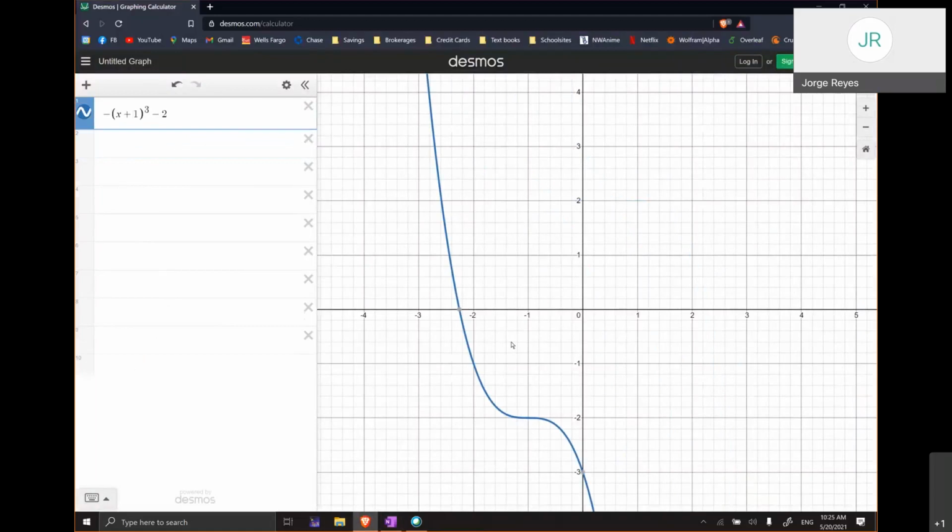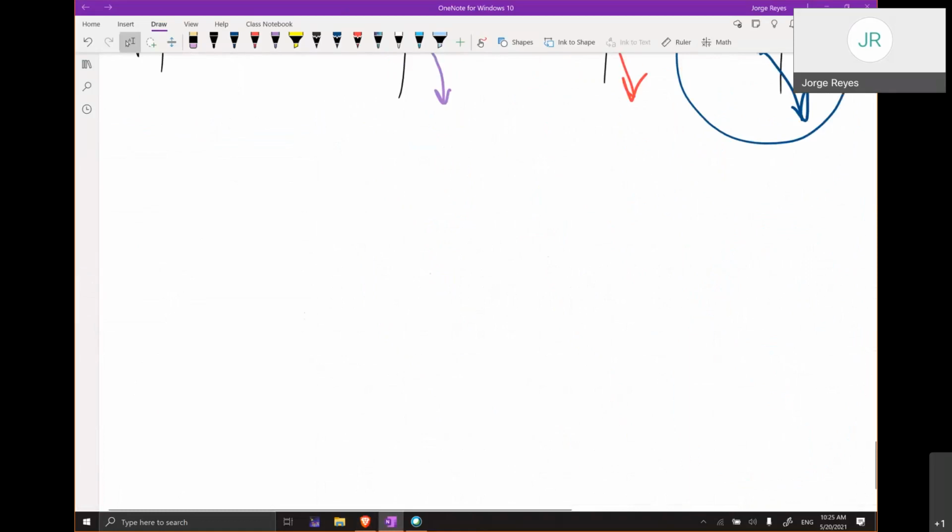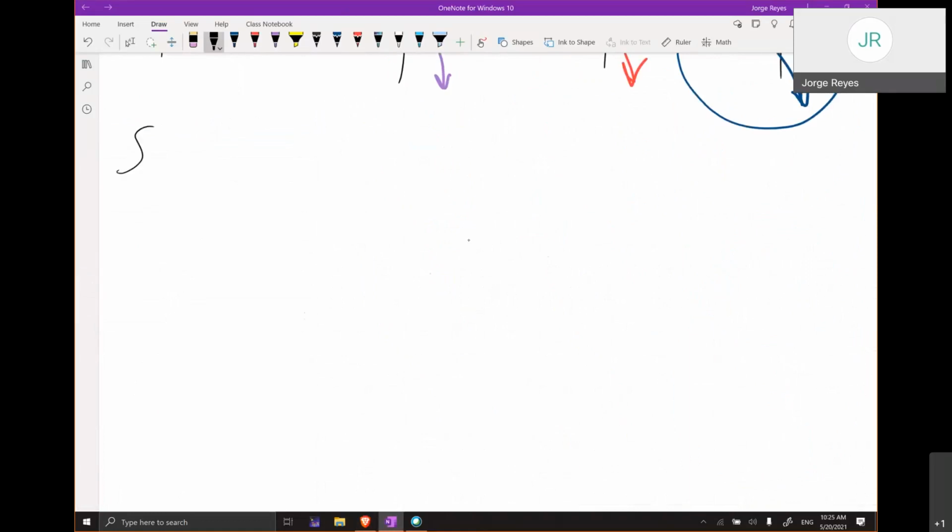And it's flipped, right? So there you go. All right, now I have to introduce something that no one actually cares about, because at this point you would just smash it into a calculator. All right, but this is stretching and shrinking.